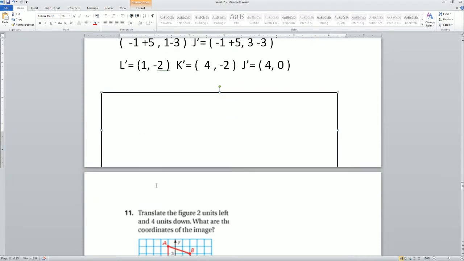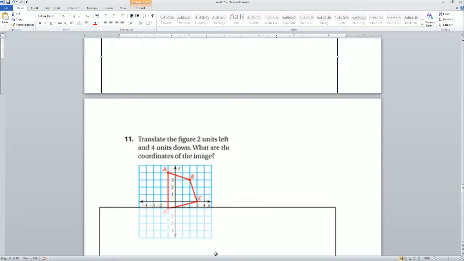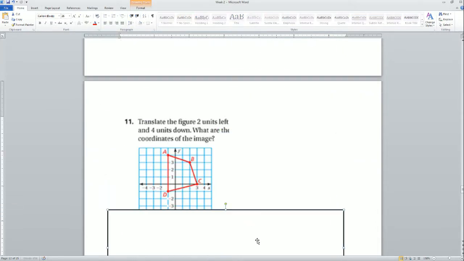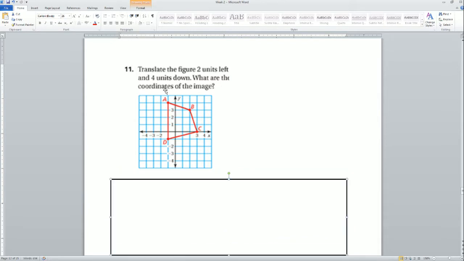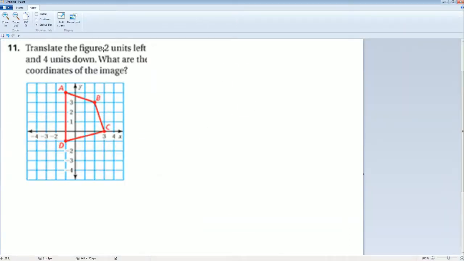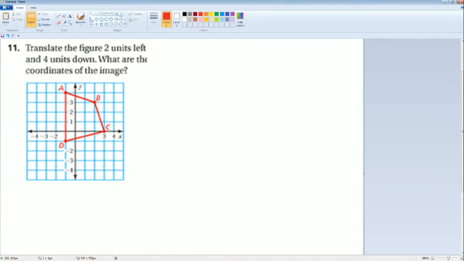Let's do the next one. Here it asks us to again translate the figure 2 units to the left and 4 down. What are the coordinates of that image? Again, we're going to do that as before. Let's grab that image and demonstrate that in Paint. Here it says 2 units left and 4 units down. Let's see what that means.